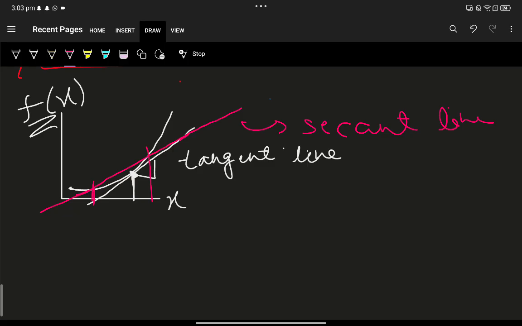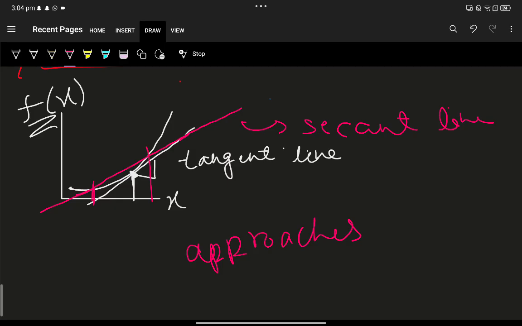And our question is, what is the tangent line exactly? It is not just a line that meets the graph at one point. It is the limit of the secant line as the distance between the two points goes to 0, or in a more technical way, as it approaches 0.